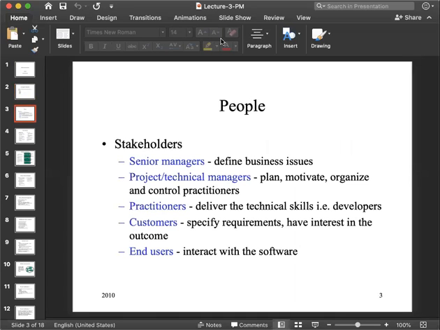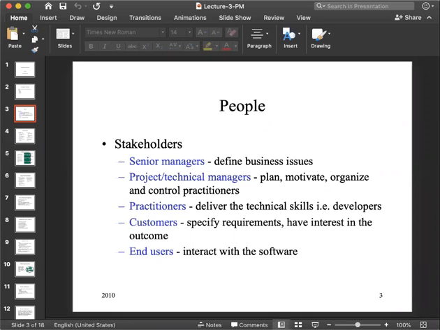Okay. So who are the people here? Who are the people in the project? You can call them stakeholders. The people phase, you can also use it as stakeholders. Then who are the stakeholders? There could be a senior manager, a project or technical manager, practitioners who actually deliver the technical skill, a customer, an end user. So these are basically the people. There are actually many people, but these are the most important people.